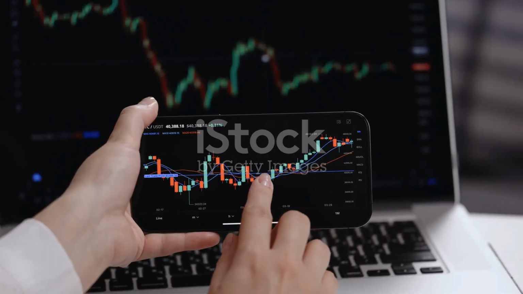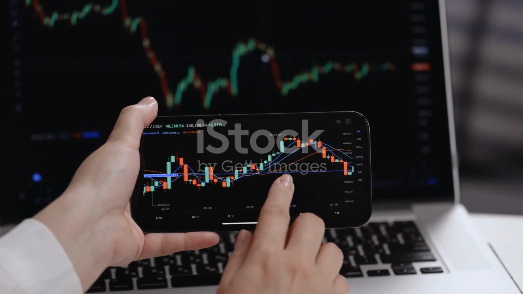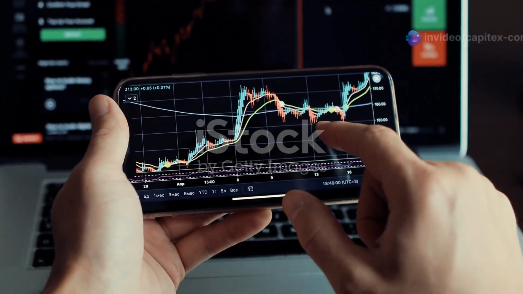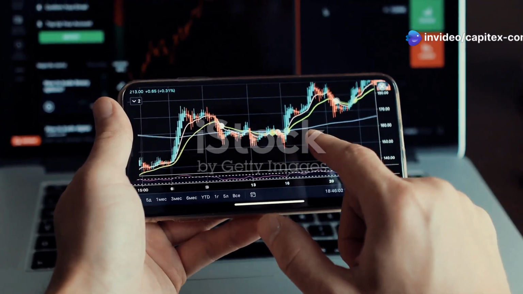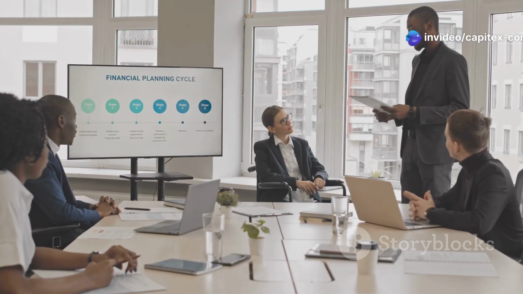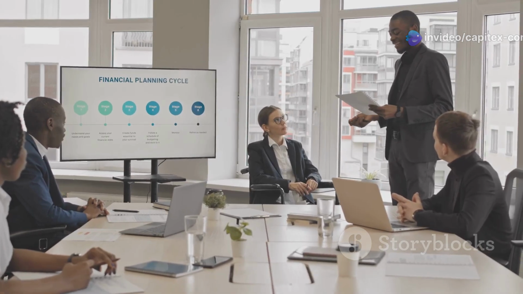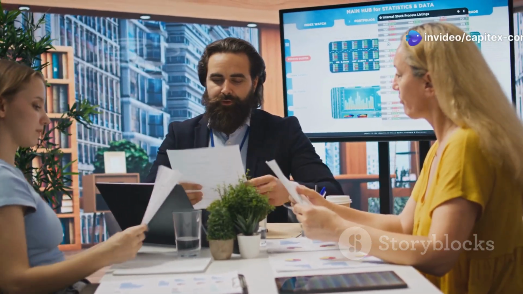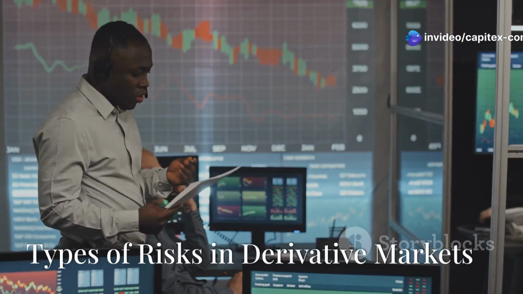Risk management starts with understanding the different types of risks associated with derivatives. These can be market risk, credit risk, liquidity risk, and operational risk. Once the risks are identified, appropriate strategies can be put in place to manage them. The goal of risk management is not to eliminate risk entirely. That's often impossible. Instead, it's about understanding your risk appetite and taking calculated risks.